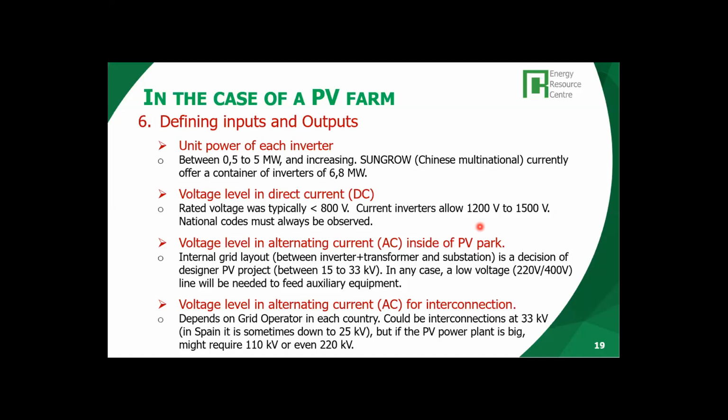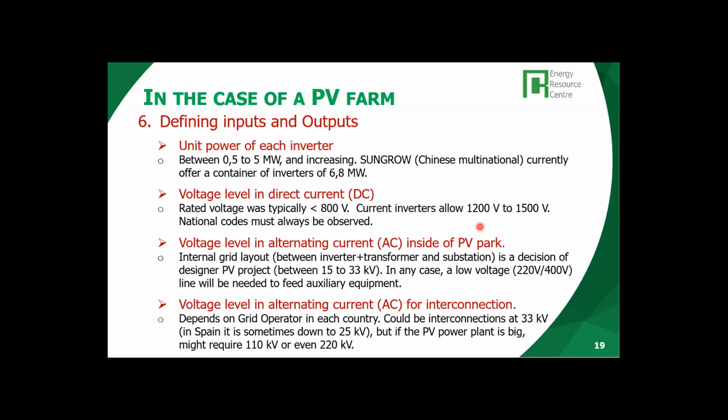How to do this line could be 15, 33 kilovolts. In any case, another AC grid, but in this case a low voltage one, will be needed to feed the auxiliary equipment we have in the PV farm: the monitoring equipment, the trackers, etc.